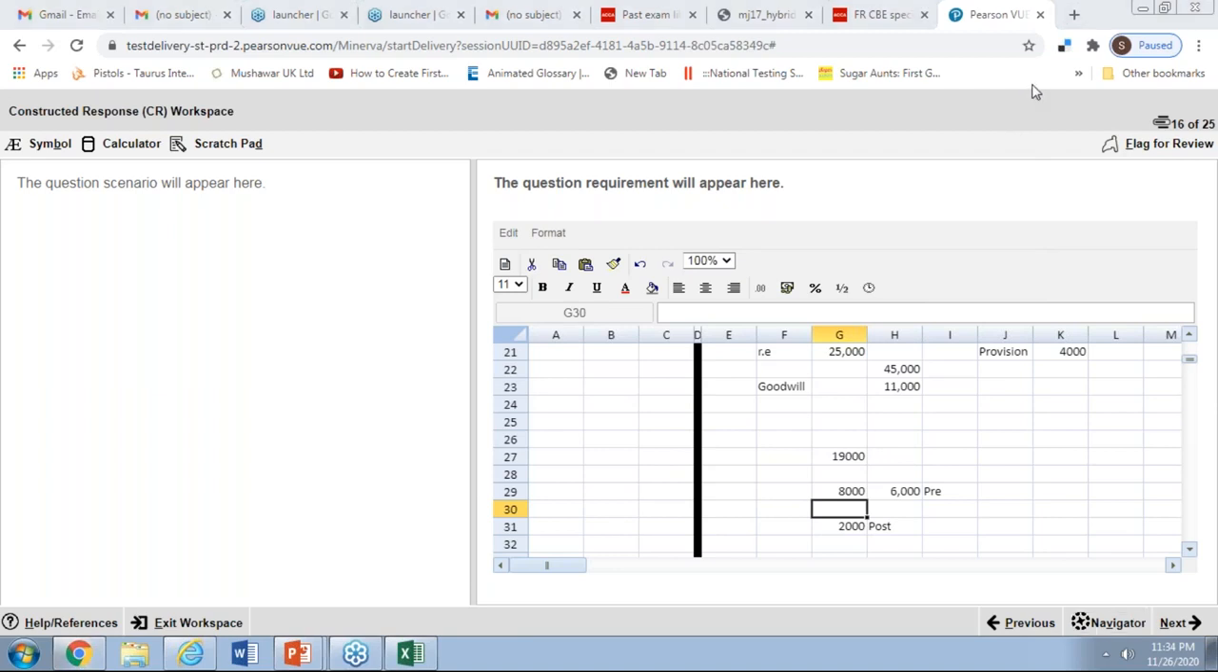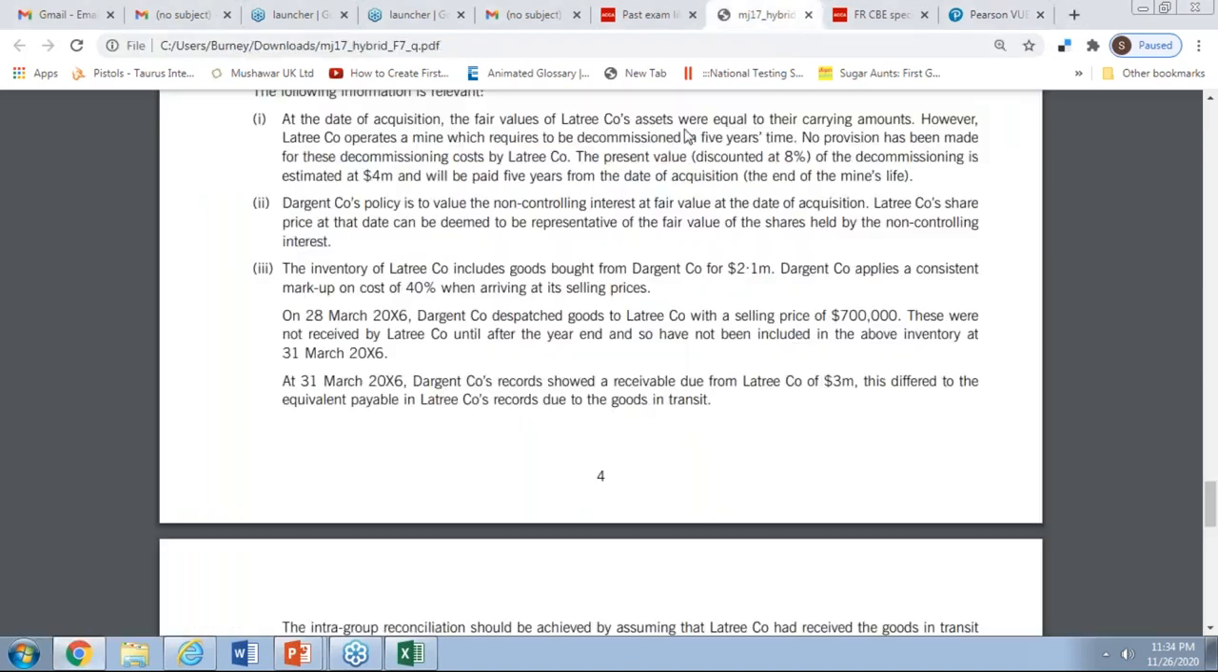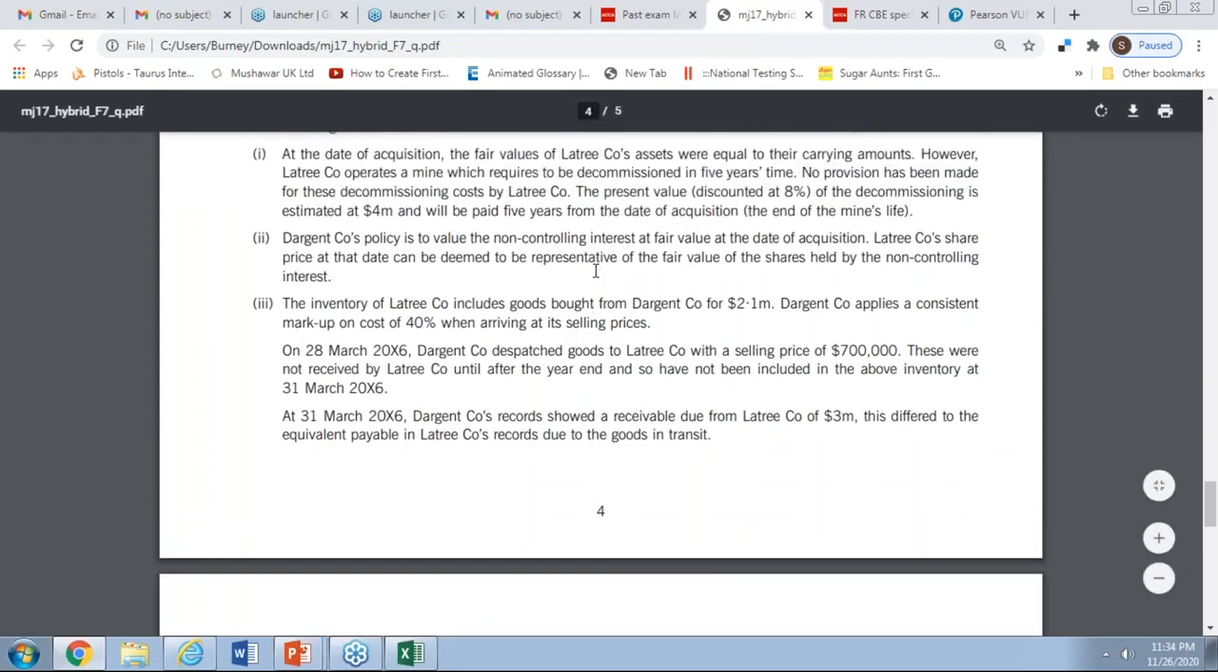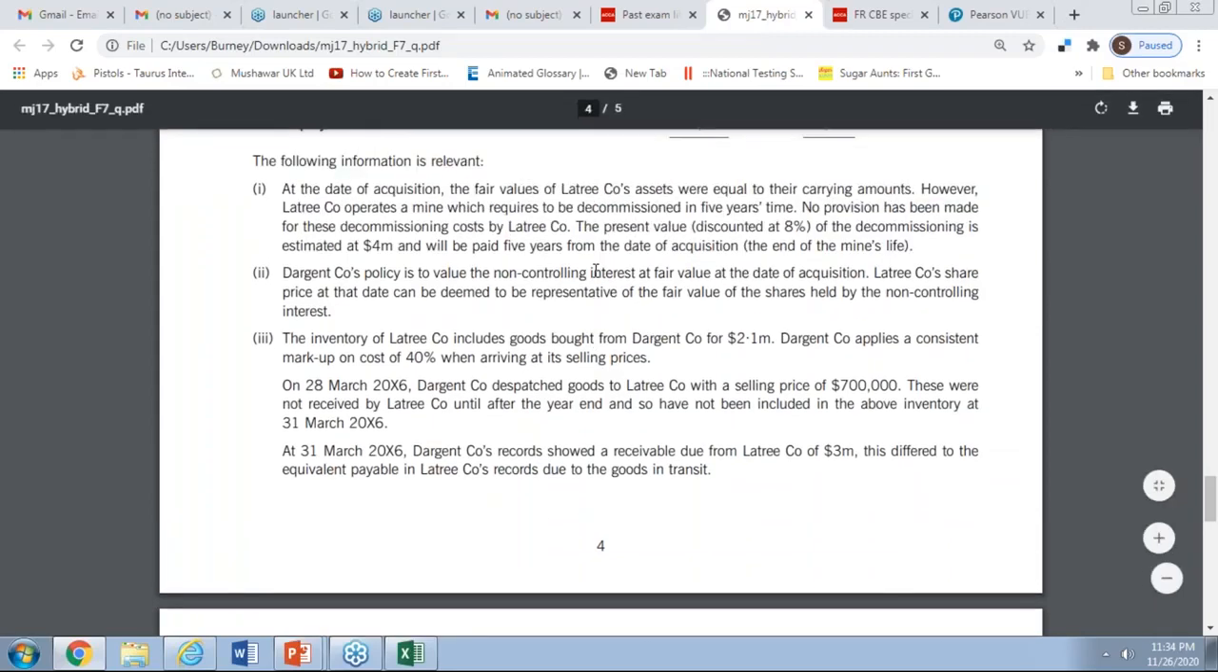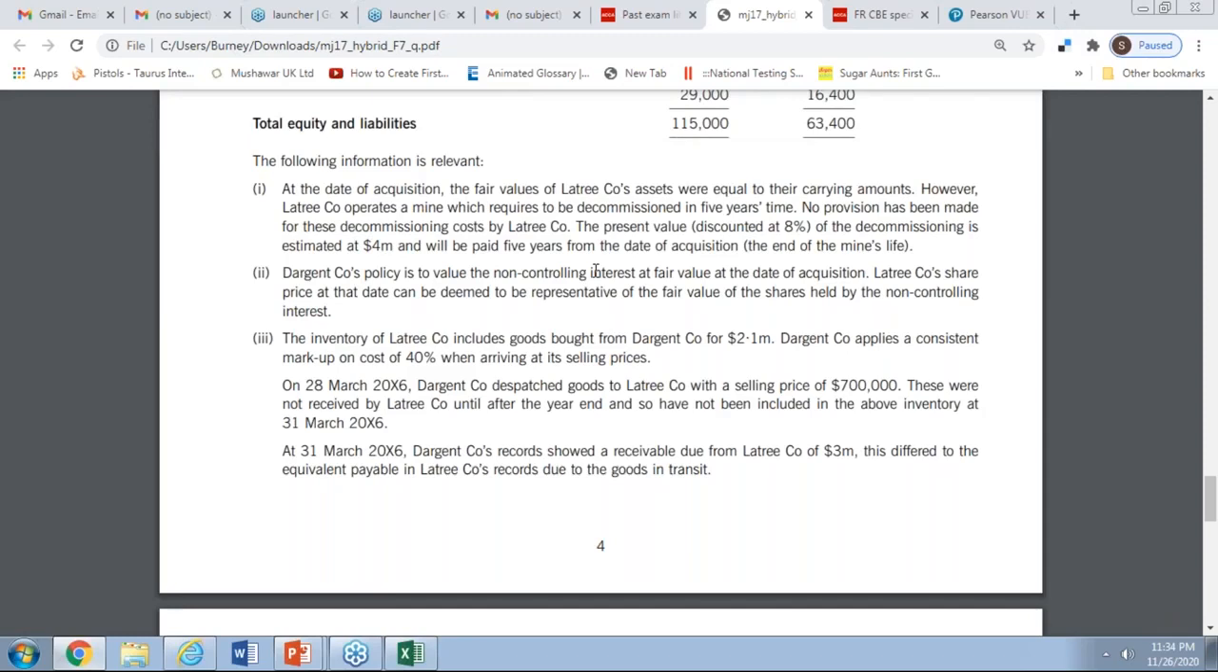So let's start this question. Note number 1. At the date of acquisition, the fair value of the electric assets were equal to the carrying amounts. However, the electric operates a mine which requires to be decommissioned in 5 years' time. No provision has been made for the decommissioning cost by the electric. The present value, discounted at 8%, of the decommissioning is estimated at 4 million and will be paid 5 years after the date of acquisition, at the end of the mine's life.